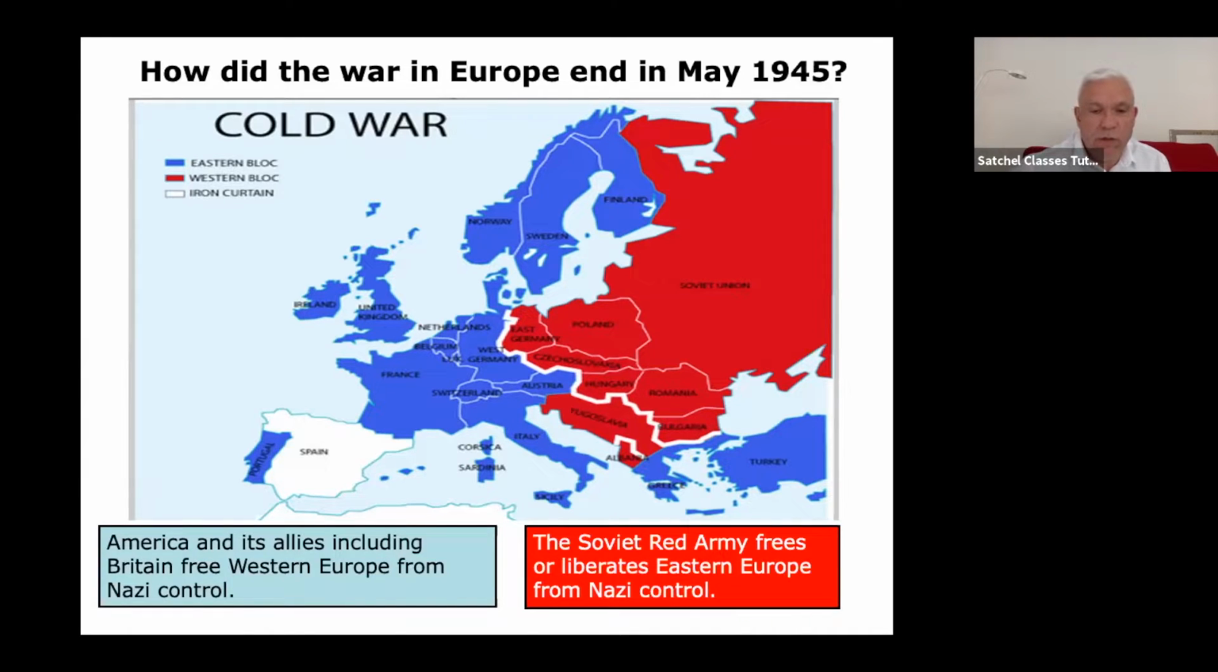Spain was a bit strange, actually. One of the reasons why it's white. Spain was not part of the Western democracy. It was a fascist dictatorship under a man called Franco. And it stayed like that until 1975, a bit out of the way, really. So it doesn't really get involved.